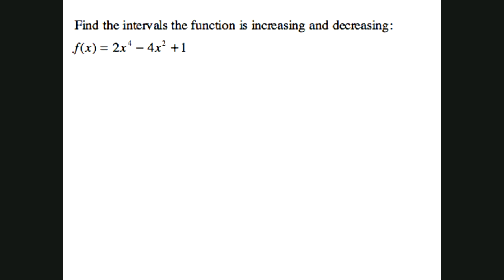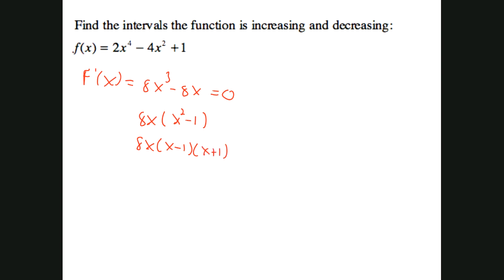Okay, and I'm going to start doing the work up here. To find my intervals, first I have to find the derivative and then set it equal to 0. My derivative here is going to be 8x^3 minus 8x. I've always learned to factor out the greatest common factor, so I'm going to factor out an 8x. That leaves me with x^2 minus 1, so this becomes 8x(x minus 1)(x plus 1).